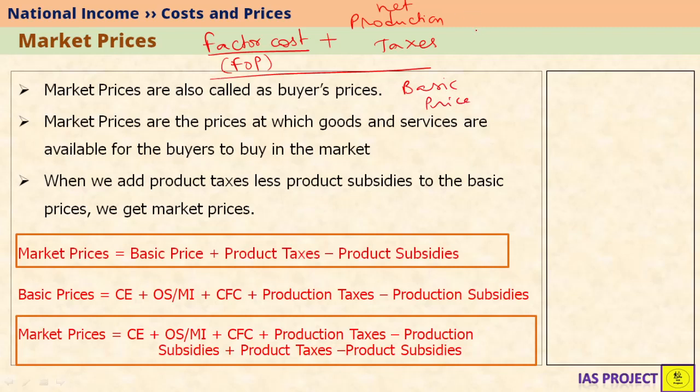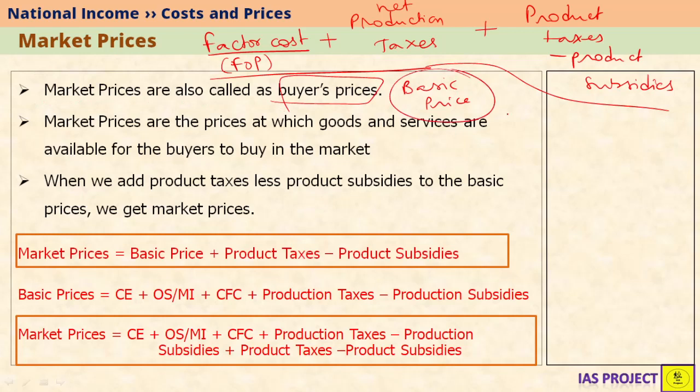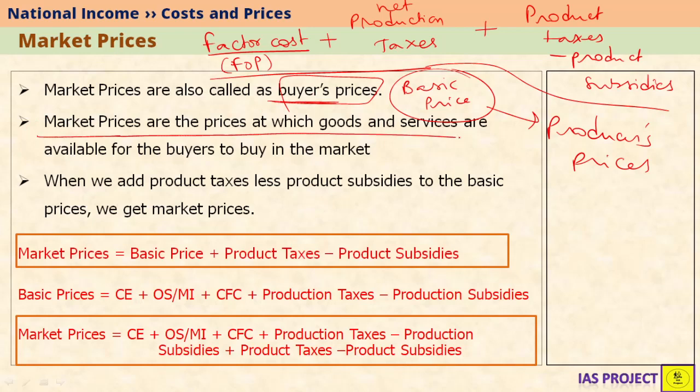Now, if you add product taxes minus product subsidies, we get what is called a market price. This is actually the price at which the goods and services are available in the markets. So let's look into market prices. Market prices are also called buyer's prices. We know that basic prices are called producer's prices. So basic prices are producer's prices and market prices are buyer's prices, because these are the prices at which buyers buy the goods and services. Market prices are the prices at which goods and services are available for buyers in the market.